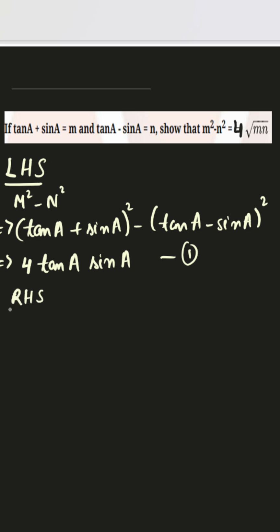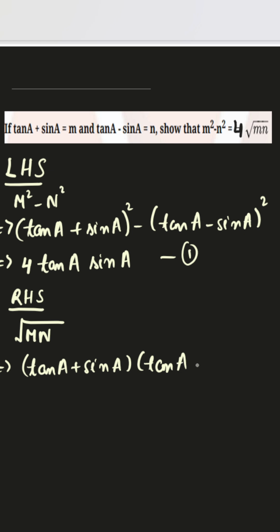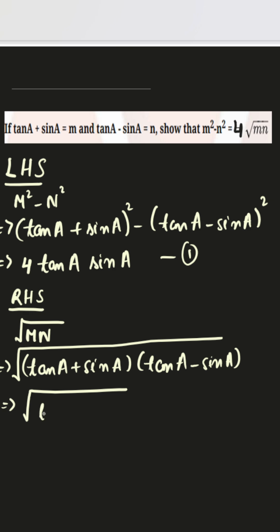Now coming to the right hand side, which is RHS. Here I have root under mn. So m is tan A plus sin A, and then I have tan A minus sin A, whole root. Correct. Now this is in the form of (a plus b) into (a minus b), which is a square minus b square. So tan square A minus sin square A.